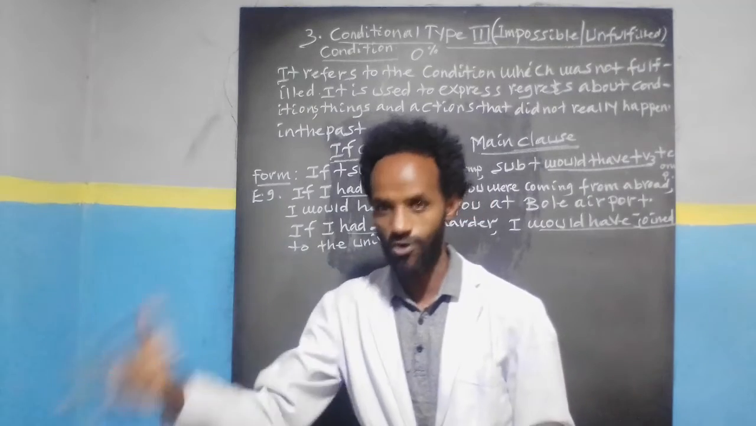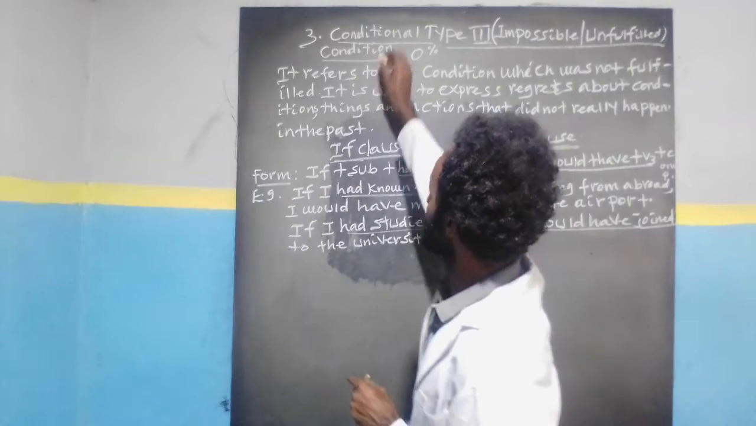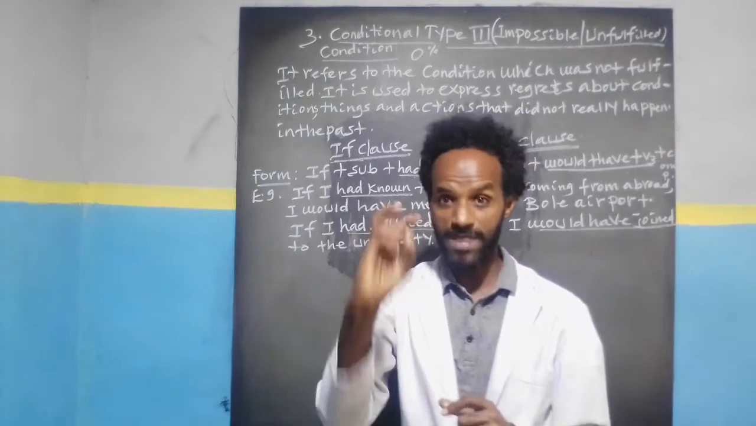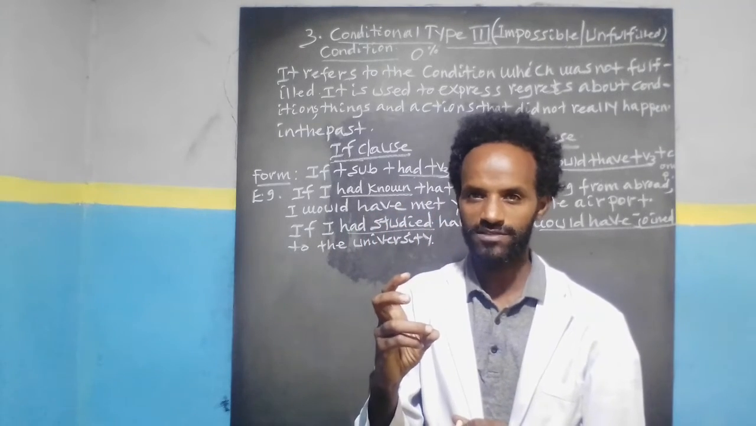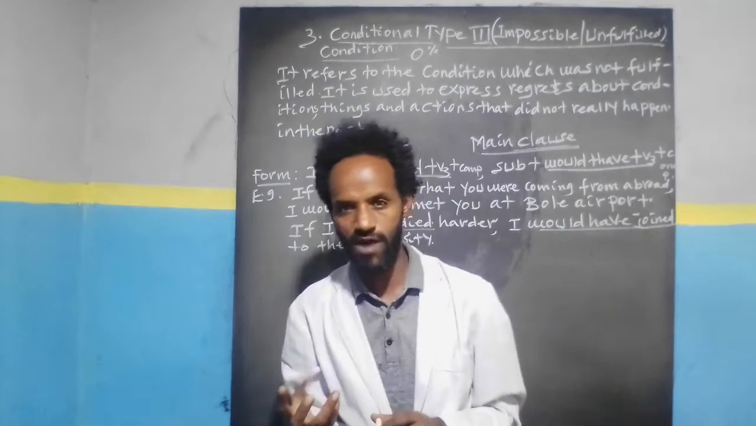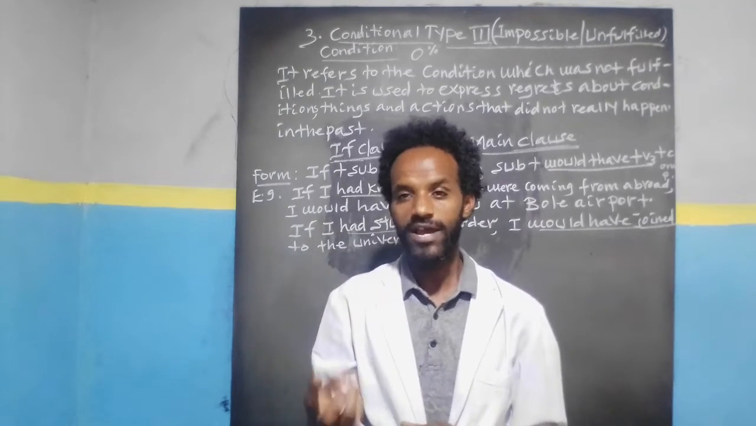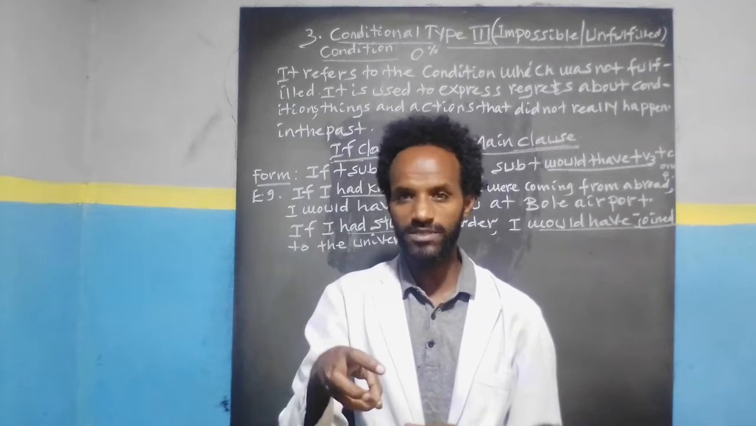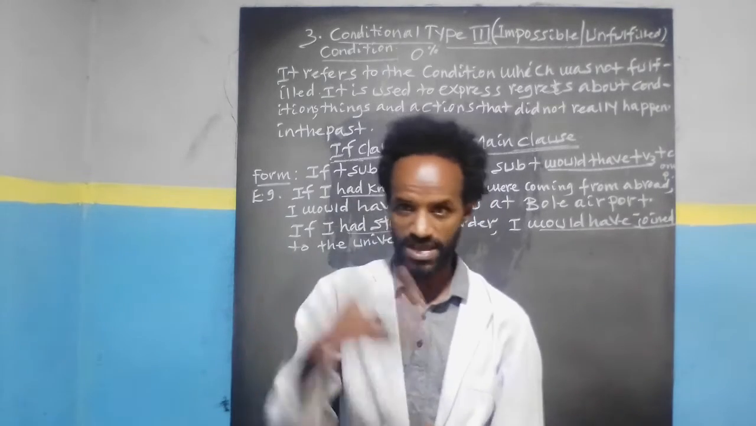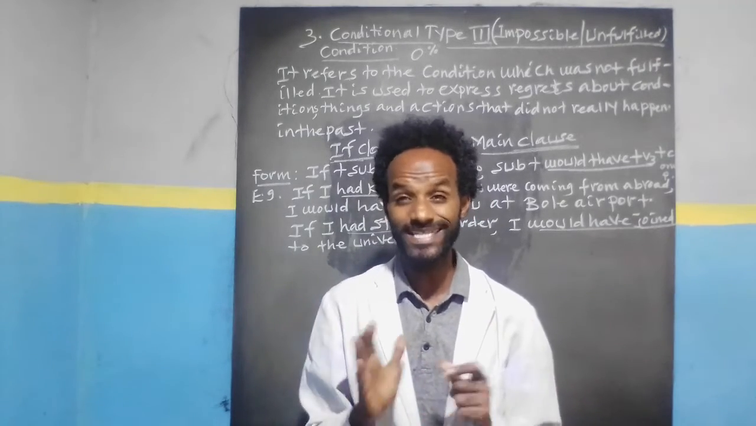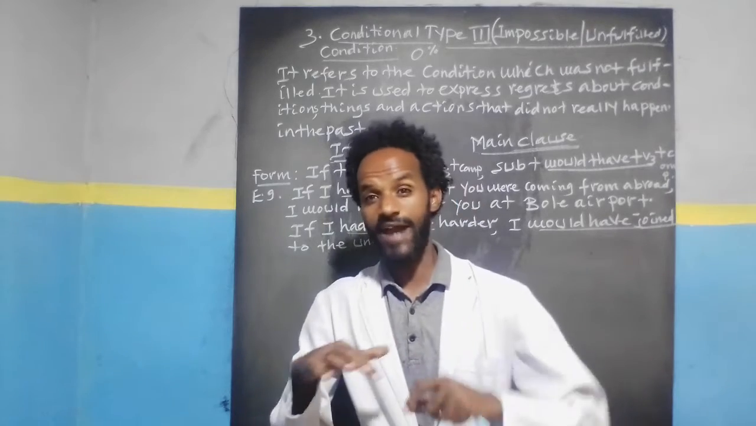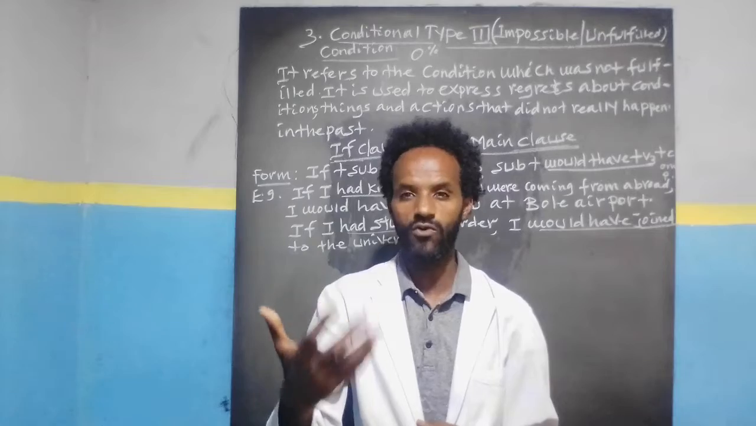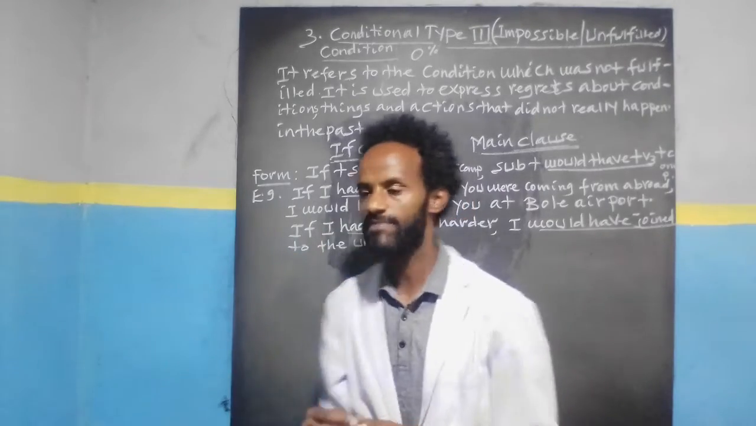So here in conditional type 3, the if clause part needs the past perfect form. Okay, class. We can identify the zero conditional, type 1, type 2, and type 3 based on the tense they use in the if clause and the main clause. That's the great difference or distinction between the kinds of conditional sentences I have just mentioned or listed earlier. Okay, now look here.